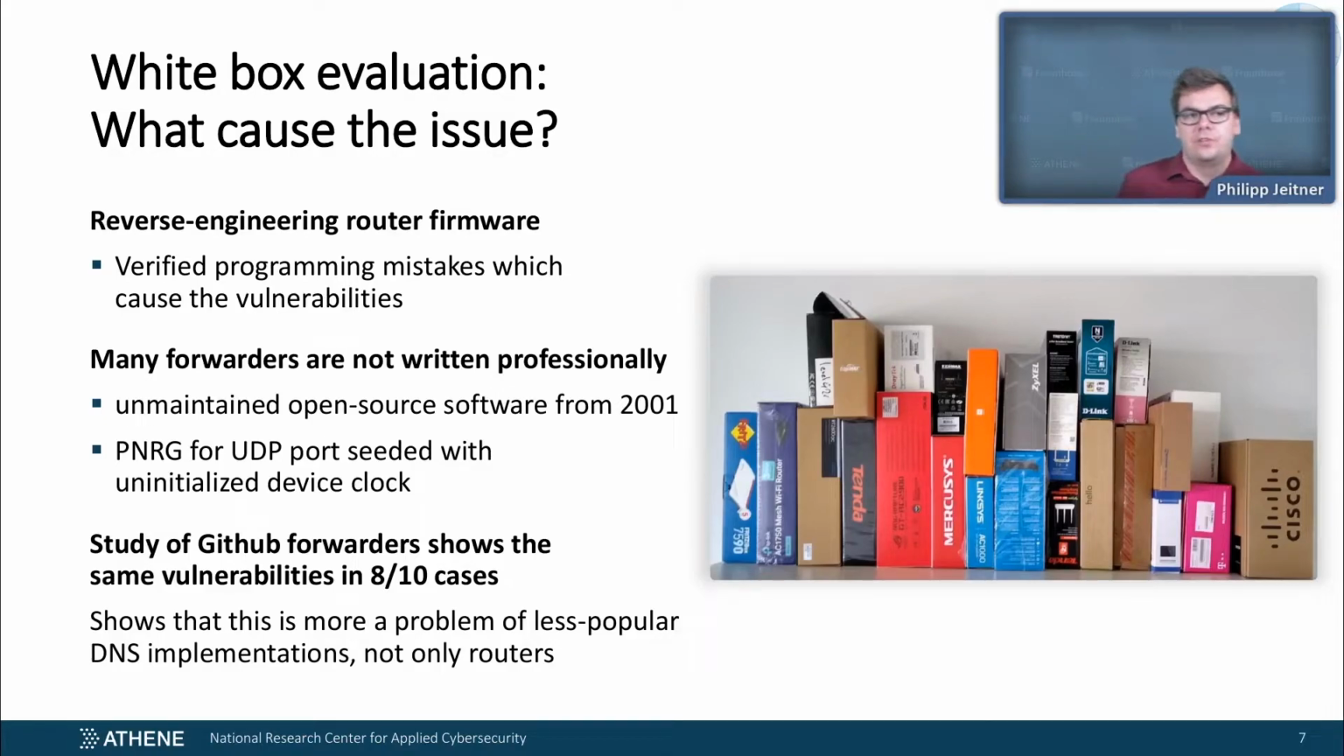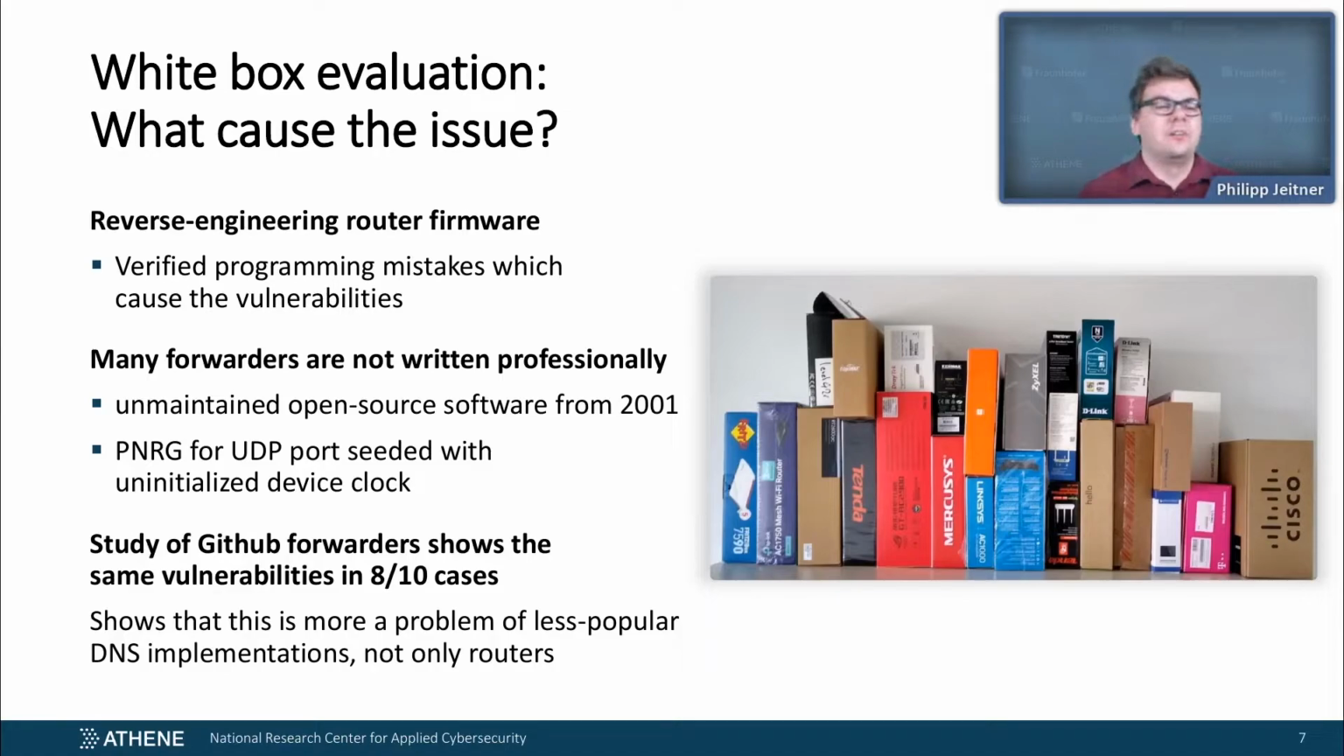Right, so to find out what causes the issue and get more information about it, we also did a white box evaluation where we reverse engineered the firmware of the router. The goal was to verify programming mistakes which cause the vulnerability. We found that many of those vulnerabilities are caused by somewhat naive programming mistakes. If you just implement a basic DNS forwarder and don't read a lot of security advisories, you might make these mistakes because you are not aware of them.